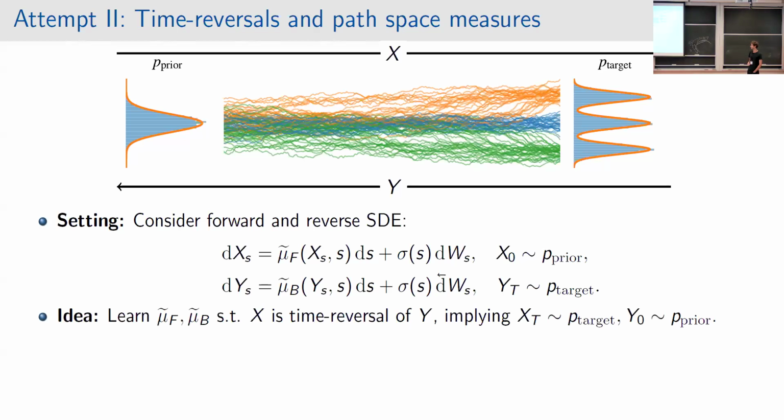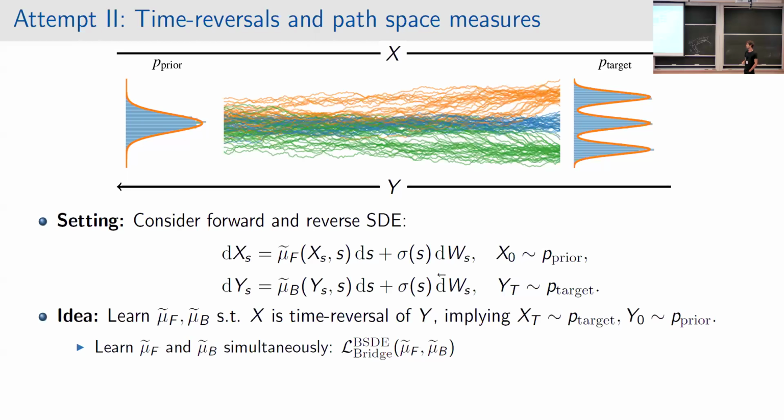And so now the key idea here is that I want to learn the drifts mu f and mu b for forward and backward, such that x is the time reversal of y. Because if I have done this, I have solved my task basically by definition, because I know that x capital T is then distributed according to the target.